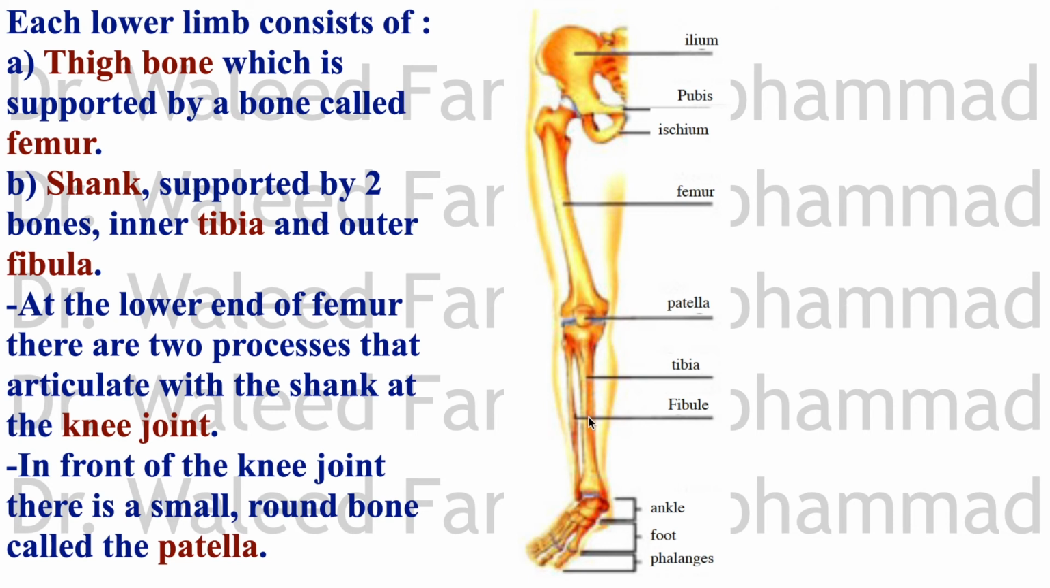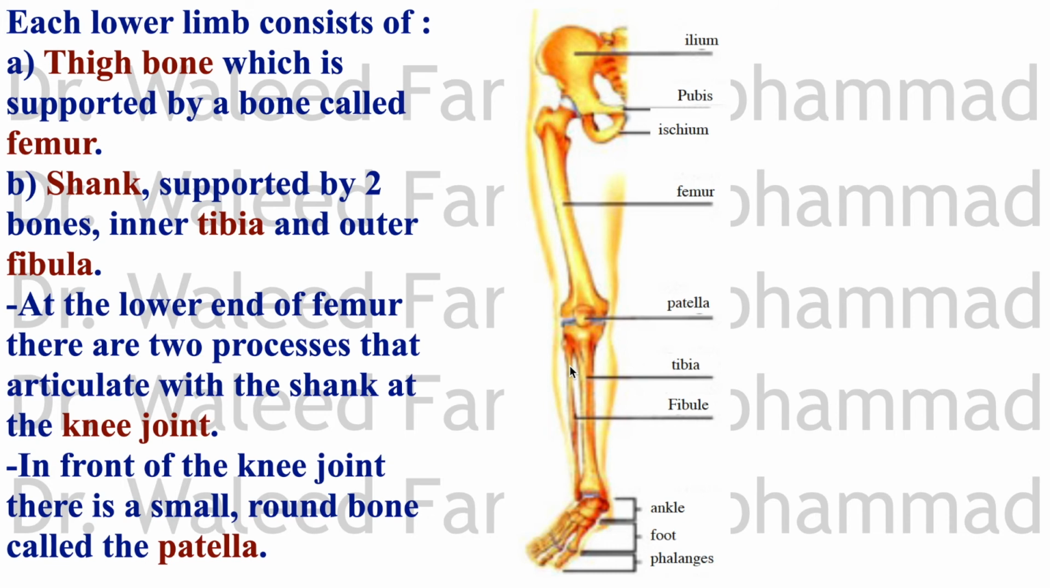Now in the leg, we have two bones, not one, two bones. The medial bone is the tibia, and the lateral bone is the fibula. The tibia is the one that forms the knee joint, while the fibula doesn't. So if you are asked about the knee joint, it's formed of the articulation between the femur and tibia only, not the fibula.